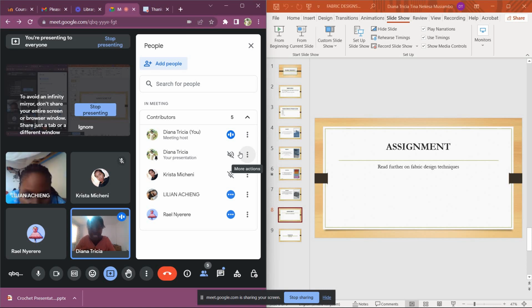Okay, let's leave it there. Today's assignment is read further on fabric design techniques, then you make samples.